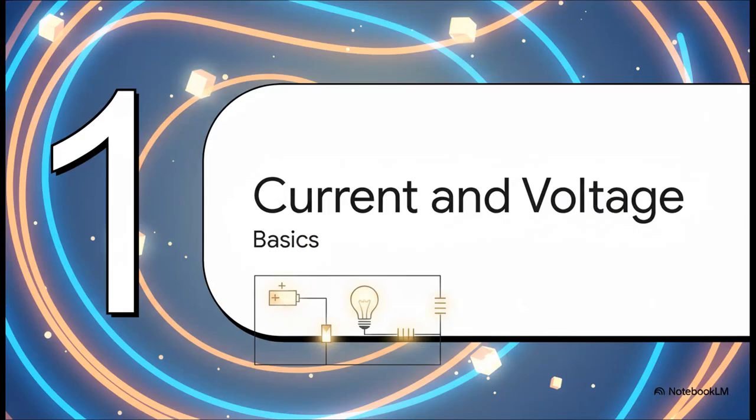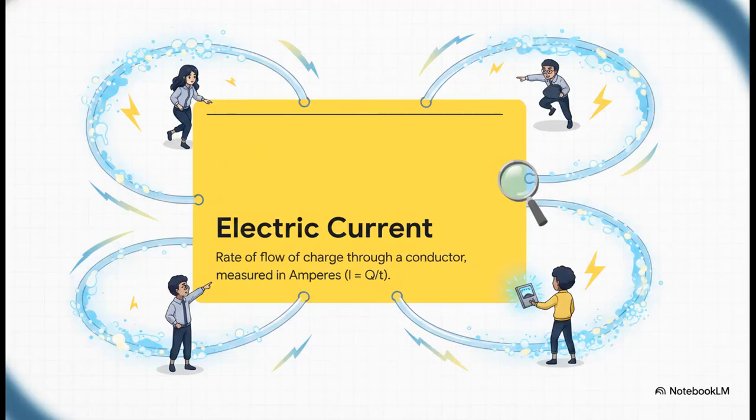All right, kicking things off with Section 1, the absolute basics of current and voltage. First up is electric current. Think of it simply as a stream of electrons flowing through a wire over a specific amount of time. It's strictly defined as the rate of flow of charge through a conductor's cross-sectional area. We measure this flow in amperes, or just amps for short.